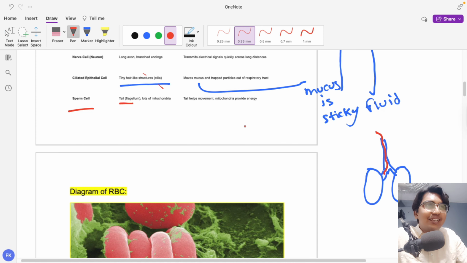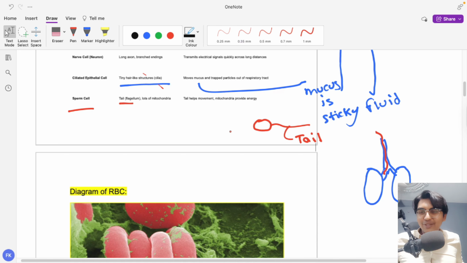Now let's look at sperm cells. It has a tail, as you all know. This is a sperm cell. It has a tail, and a lot of mitochondria. Why does it need a lot of mitochondria? It needs mitochondria because these cells require a lot of energy, used both in movement as well as when the egg is being fertilized.